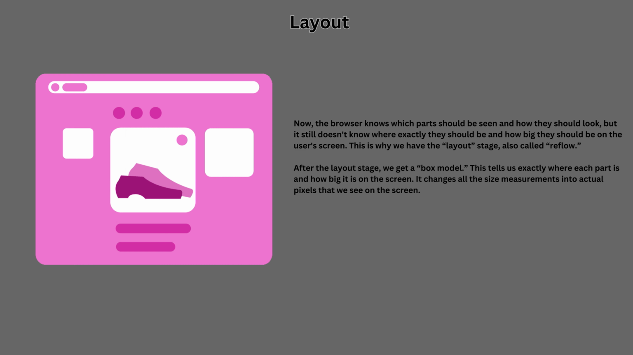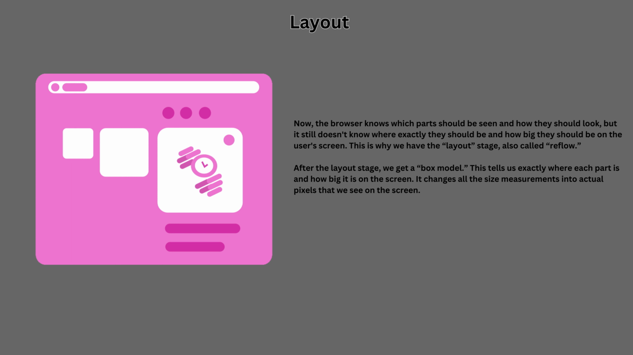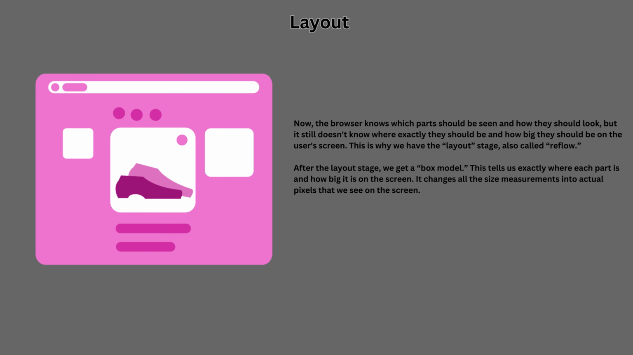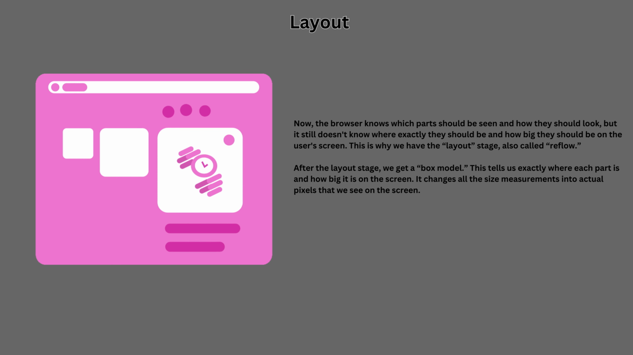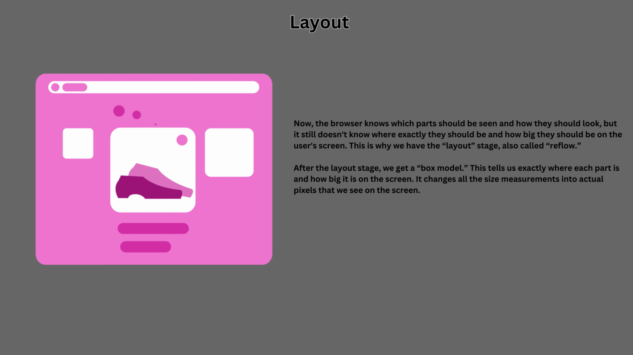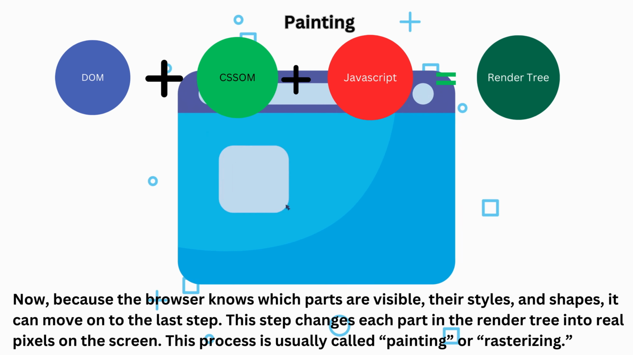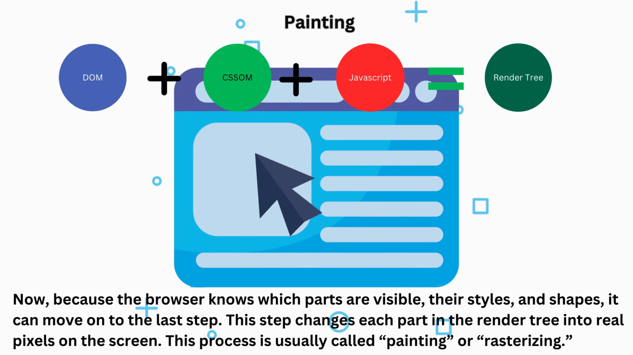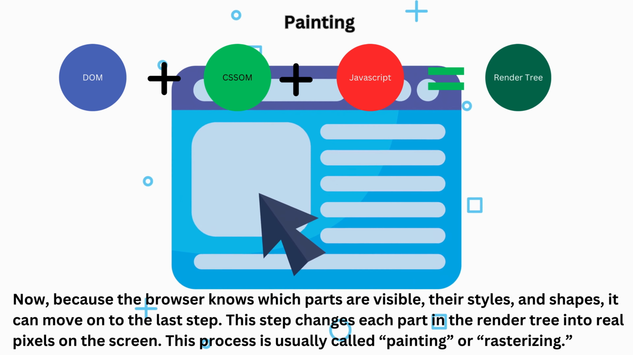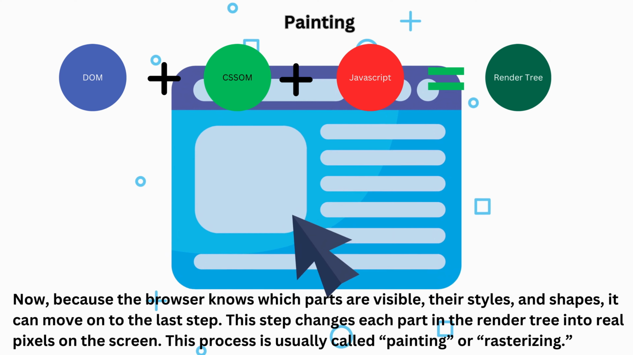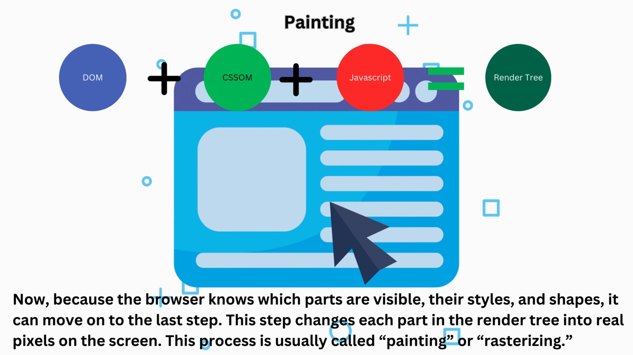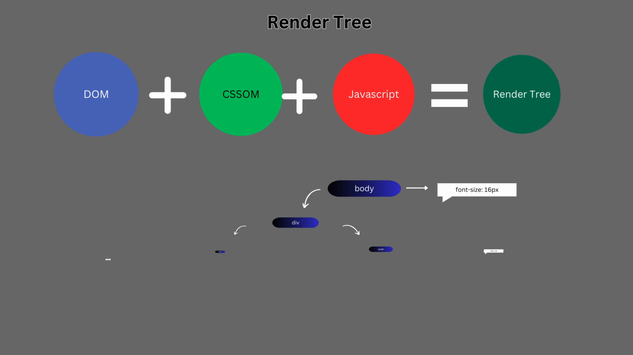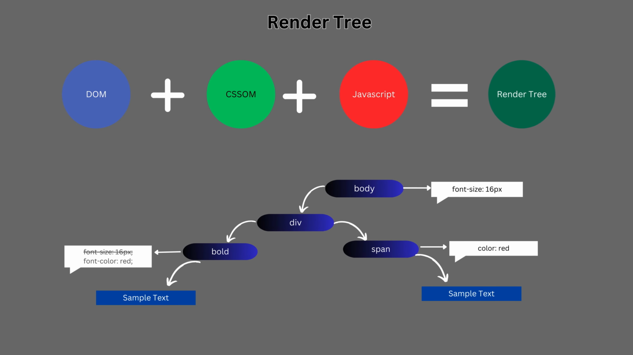The render tree and layout stage in web page rendering is a critical process where the browser combines the Document Object Model, DOM, and the CSS Object Model, CSSOM, to form the render tree, which is then used to calculate the layout of each visible element on the page. Here's a detailed explanation of this process.